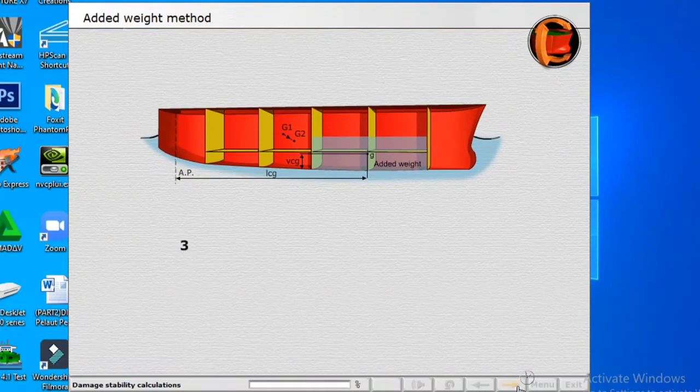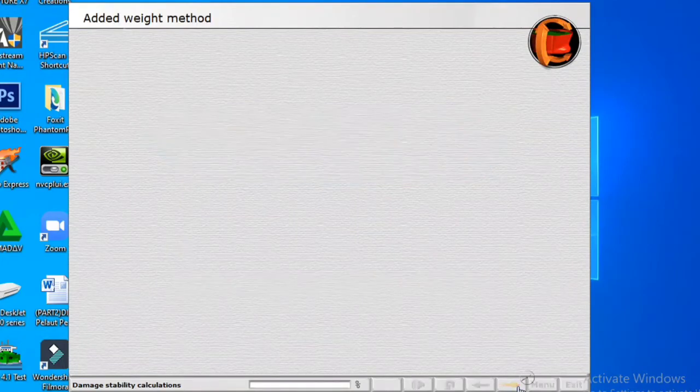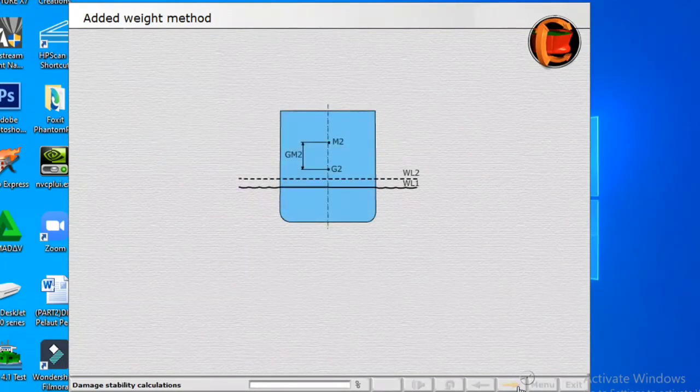3. Estimate the location of center of gravity of the flooded seawater and calculate the effect on the center of gravity, G, of the ship. 4. Calculate the new GM for the new draft and location of G.